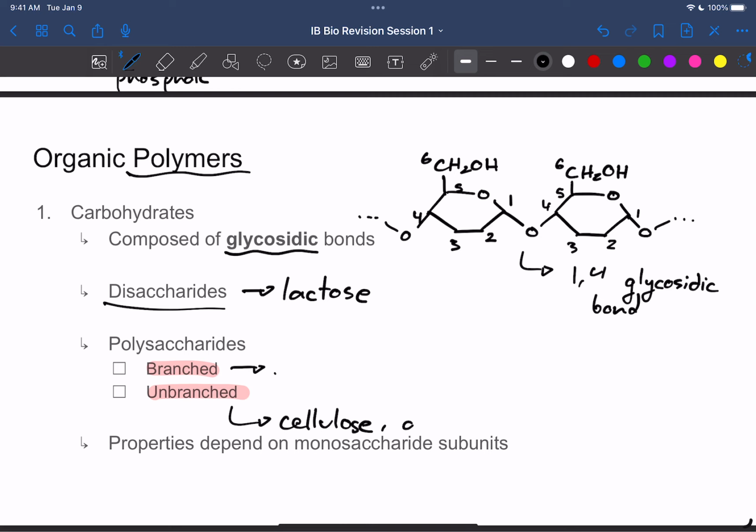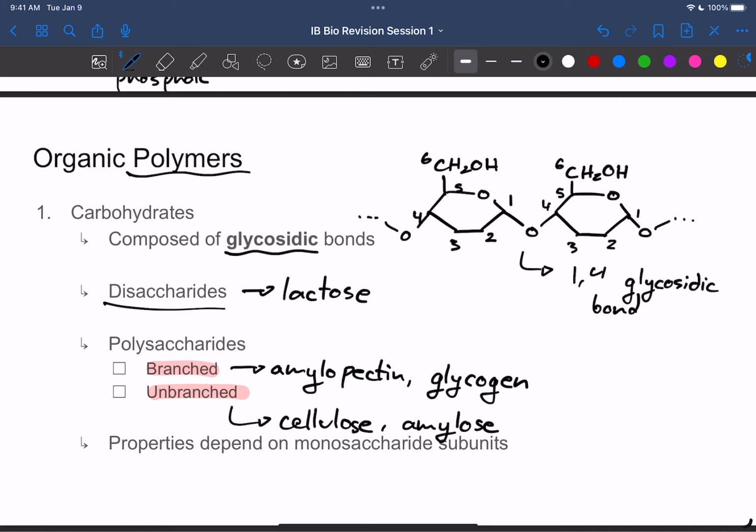Unbranched would be cellulose and amylose. And then branched would be something like amylopectin and glycogen. So glycogen and amylopectin are used as sugar storage, and so is amylose, and cellulose is used as structure. So all of these kind of have different functions.